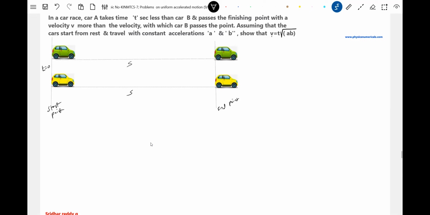Both will start. Car A takes time t seconds less than car B. Okay, if this takes a time, capital T, T dash will write it. T seconds less. Shall we put it here? Or T naught will write it. Or will directly write there's a car A, there's a car B. Okay, I'll indicate the cars also. TA, this will be TB.